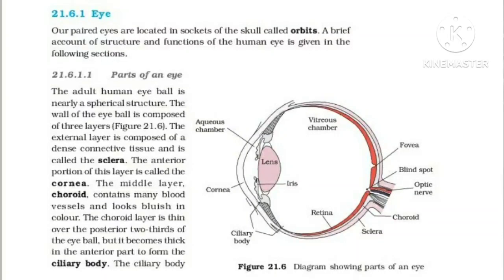Figure 21.6. The external layer is composed of a dense connective tissue and is called the sclera. The anterior portion of this layer is called the cornea. The middle layer, choroid, contains many blood vessels and looks bluish in color. The choroid layer is thin over the posterior two-thirds of the eyeball, but it becomes thick in the anterior part to form the ciliary body.